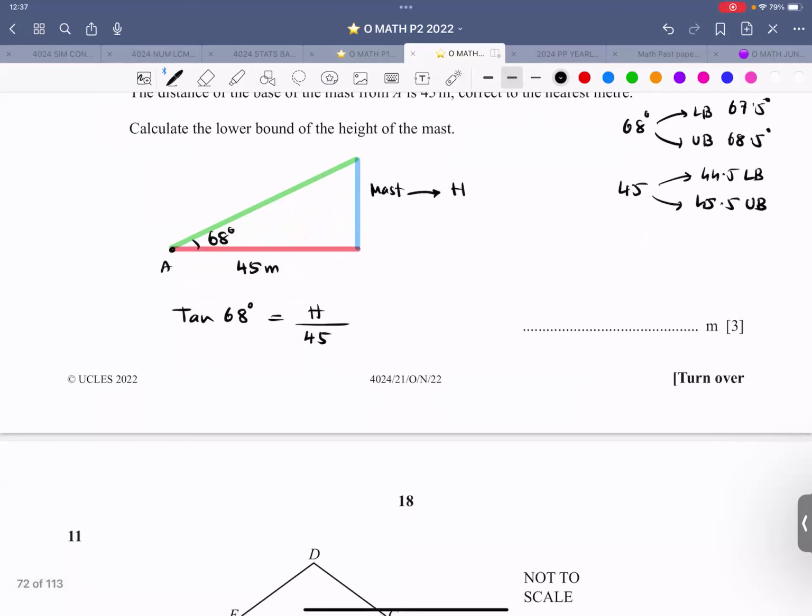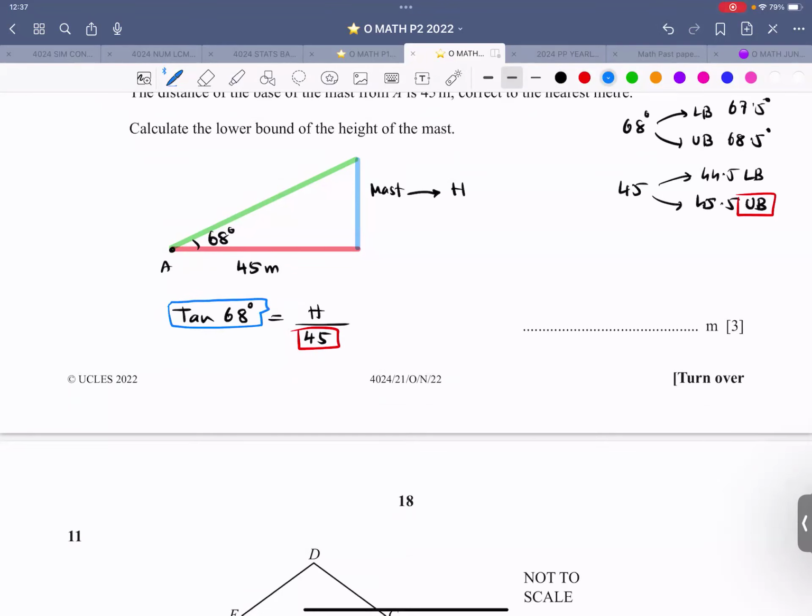Now, what we can do is that I need a lower bound. So I need a lower bound. That means for this 45, I should use the upper bound value. And tangent of 68, this value should be the lower bound.